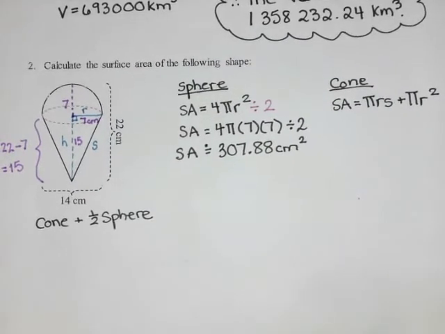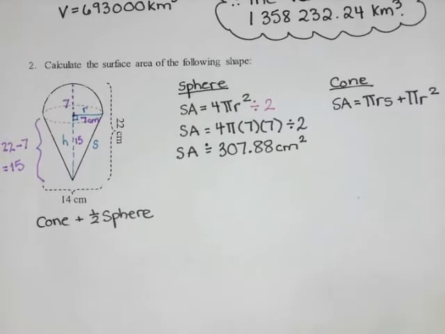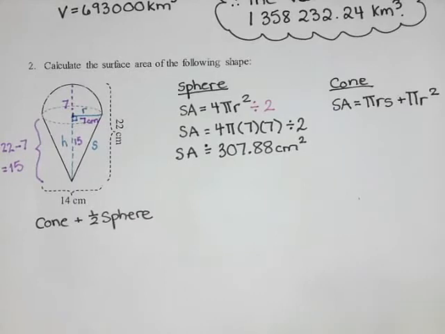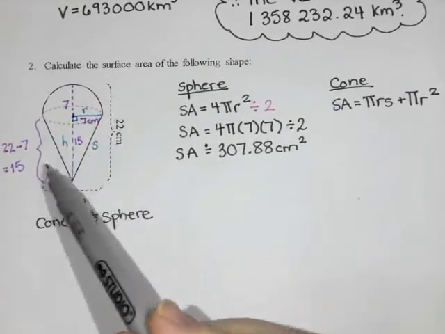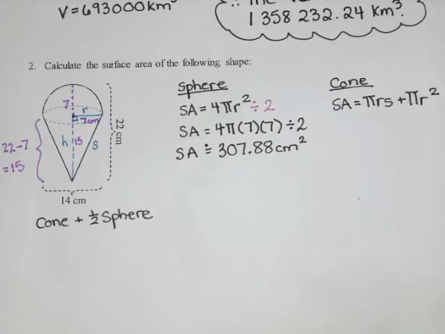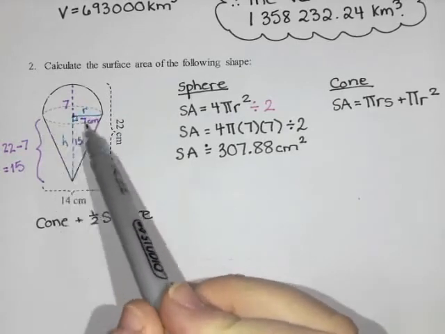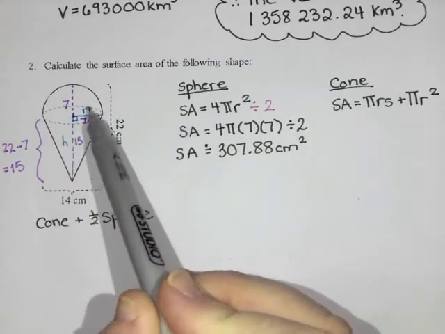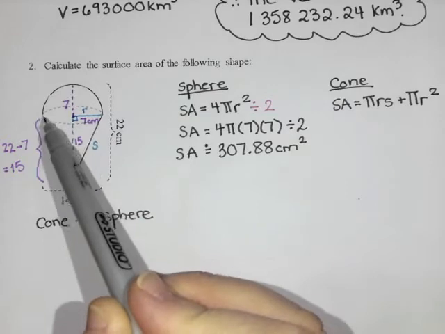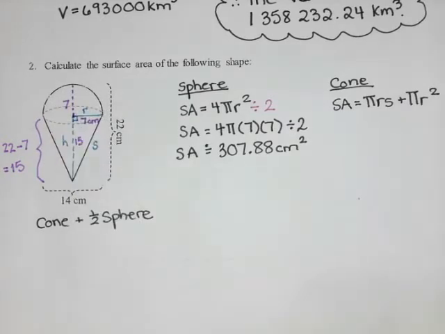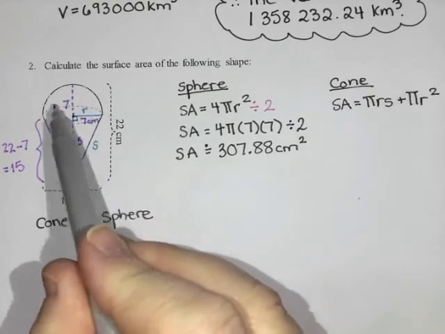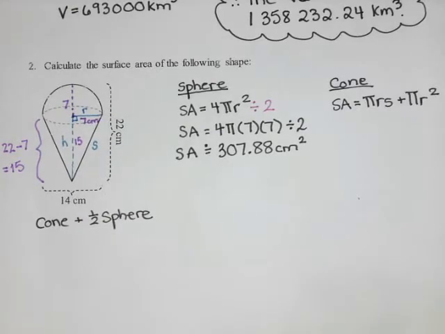Okay, now when I think about surface area, it is the outside of a shape. We do not include anything on the inside of the shape. So our cone has its sides, the lateral side, and it also has a circle as its base. But the problem is that that circle that was its base is now inside the shape because the half a sphere is sitting on top of it. So that circle part is no longer a part of the surface because it's on the inside of the shape.